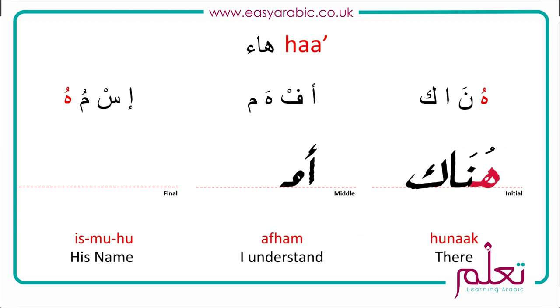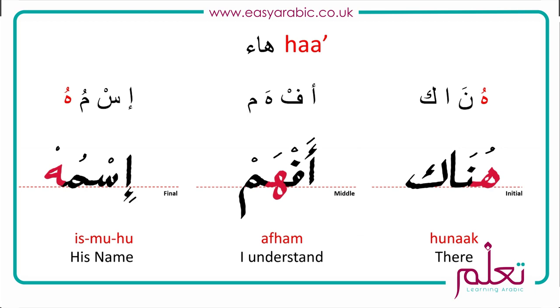Next one is Afham, so that is Alif, and the Fa. Then we have the Ha, and then the Mim. Yes, Afham. Finally, we have Ismuhu, so that's the Alif, then we have the Sin, then we have the Mim, and finally, we have the Ha. So that's Ismuhu.